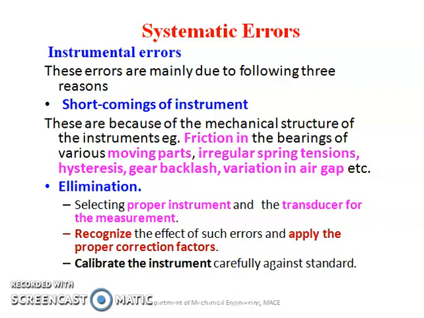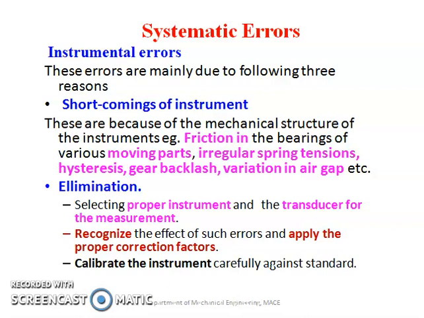The first systematic error is instrumental error. It is mainly due to the problems of the instrument. The instrumental errors are mainly due to three reasons. First one is shortcomings of the instrument. These are because of the mechanical structure of the instruments. Example, friction in the bearing. Another one is irregular spring tension, hysteresis, gear backlash, etc.